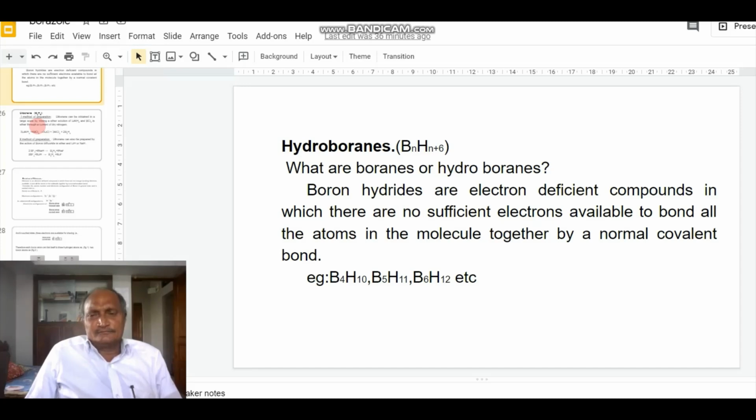Boron hydrides are electron deficient compounds in which there are no sufficient electrons available to bond all the atoms in a molecule together by a normal covalent bond. What are boranes or hydroboranes? Boron hydrides are electron deficient compounds in which there is no sufficient number of electrons available to bond all the atoms in a molecule together by a normal covalent bond. As examples, B4H10, B5H11, B6H12, that is tetraborane, pentaborane, hexaborane, etc.